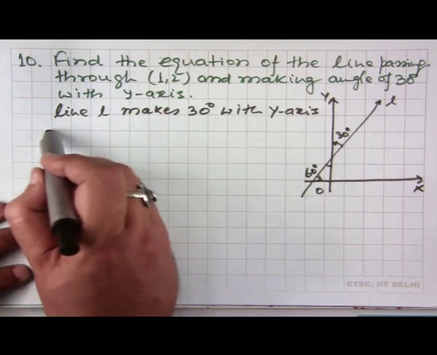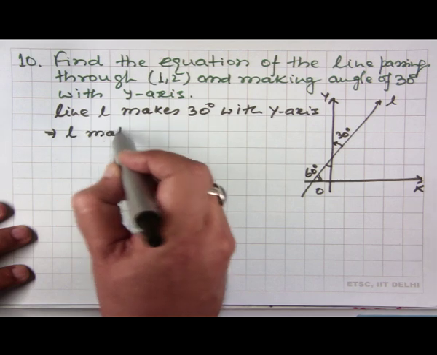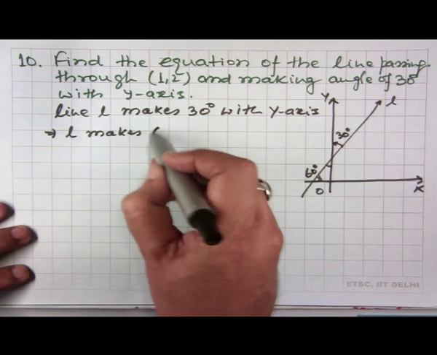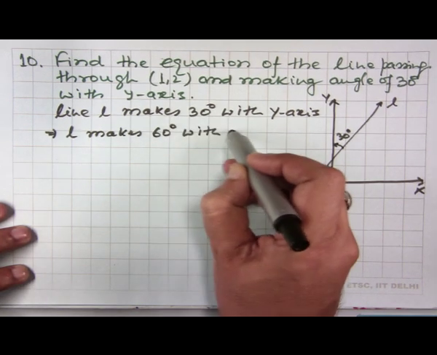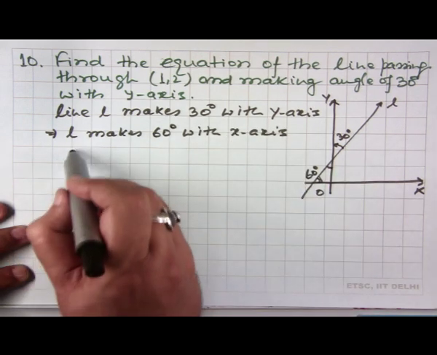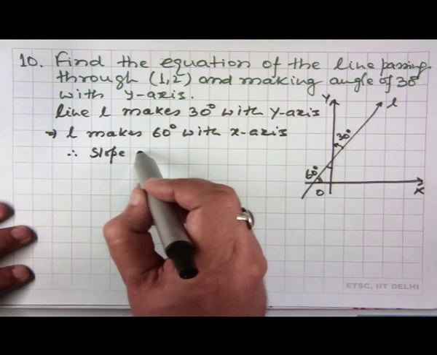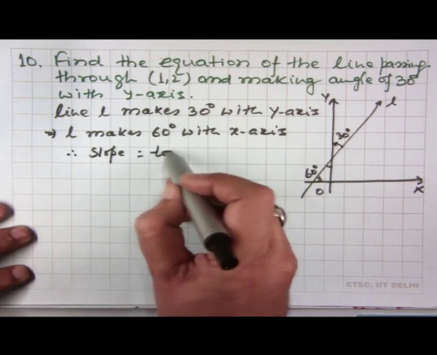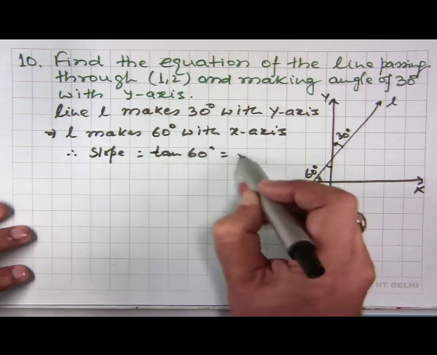So this implies L makes 60 degree with x-axis. So slope equal to tan 60 degree, which means root 3.